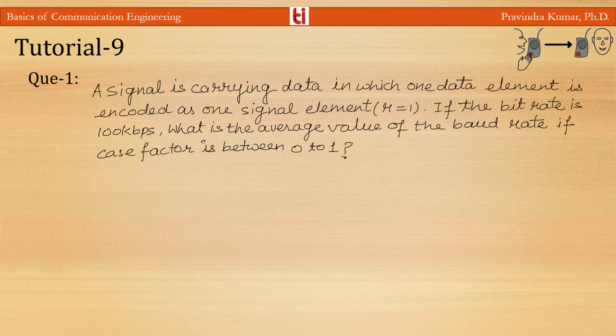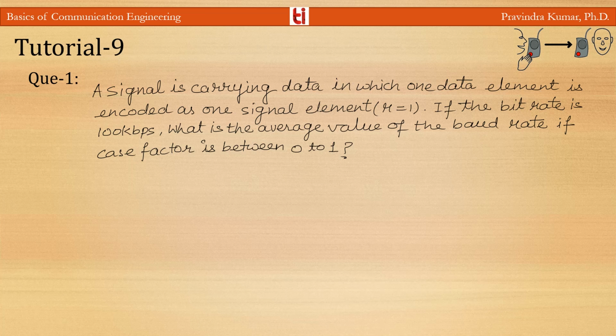Now, the first question: a signal is carrying data in which one data element is encoded as one signal element, meaning r is equal to 1. If the bit rate is 100 kbps, what is the average value of the baud rate if the c factor is between 0 and 1?